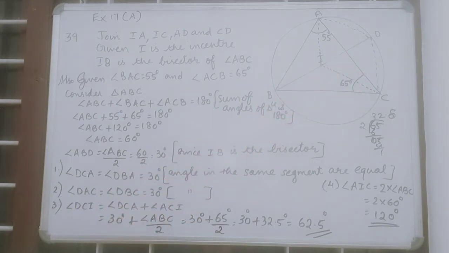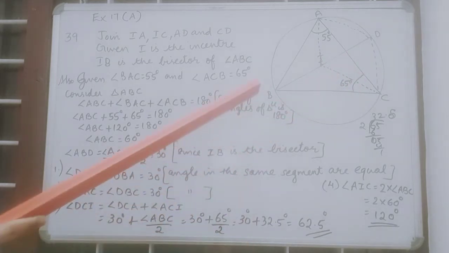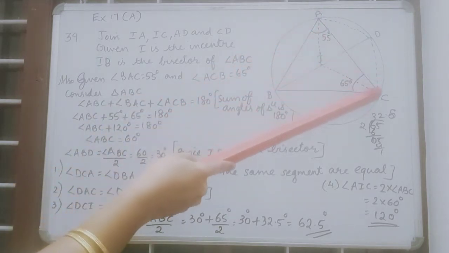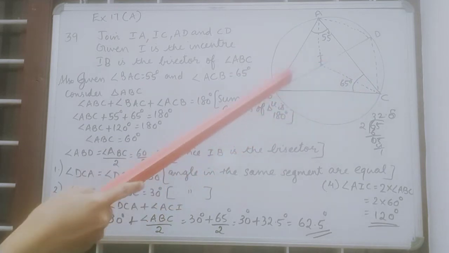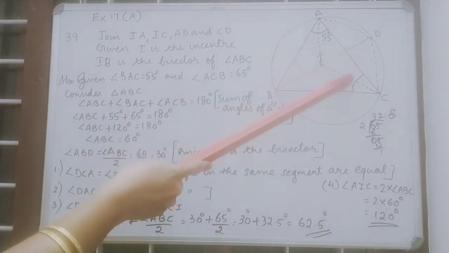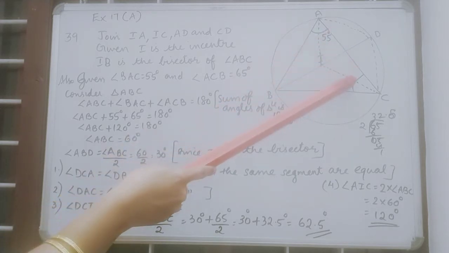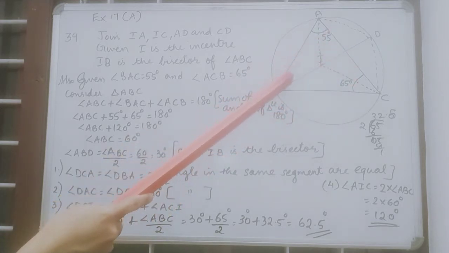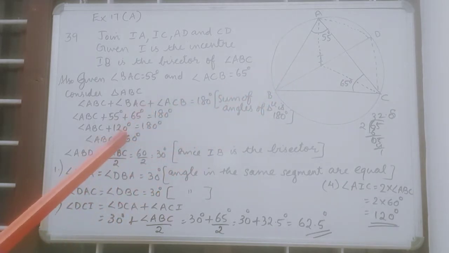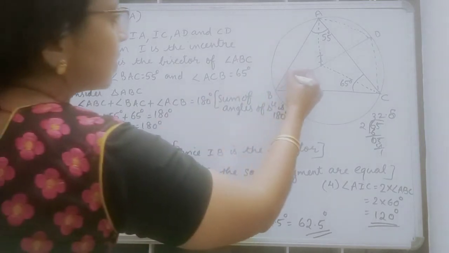So consider triangle ABC. Sum of angles of a triangle is equal to 180 degrees. So this angle A is 55 degrees, given angle C is equal to 65 degrees. So what about angle B? It will be 180 minus the sum of 55 and 65. 55 plus 65 is 120. So what about angle ABC? ABC will be 180 minus 120, which is equal to 60 degrees.